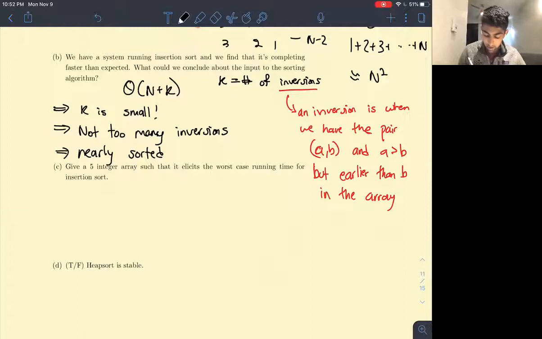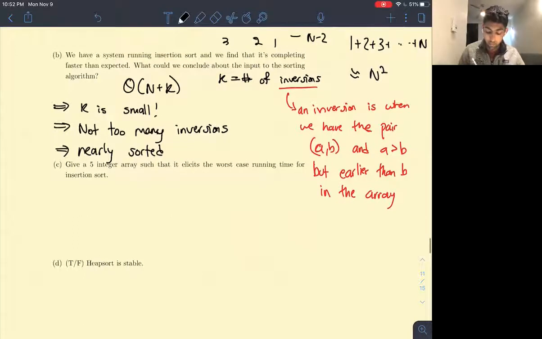Give a 5-integer array such that it elicits the worst case runtime for insertion sort. Good question. So whenever we think about the worst case runtime of any function, we want to make it do the most amount of work as possible. So if you guys recall how insertion sort works, we have a list of numbers. Let's pull up some example. I'm just going to show you guys the solution for simplicity.